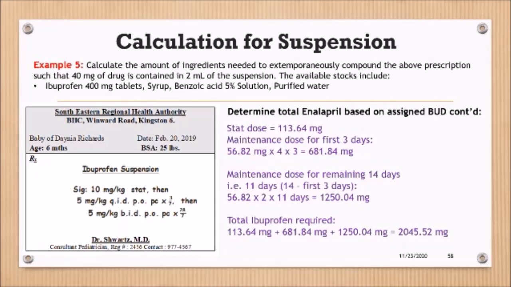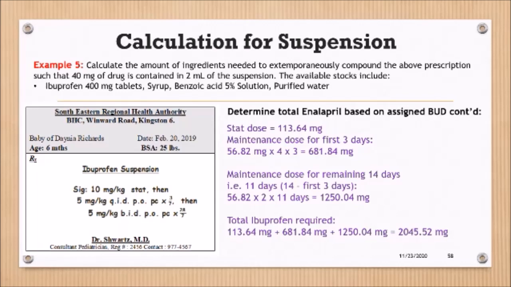So what amount of days is left to be accounted for? It would be 11. 14 minus 3 is 11. So it's going to be 56.82 times 2, because it's 2 times a day, times 11 days. Notice we're not doing 28 days, we're doing 11 days because we are doing only 14, and that's 1,250. So the total amount of ibuprofen that will be needed will be the start dose, which is what we want so the drug starts working real quick, and then the first 3 days, and then 11 days.